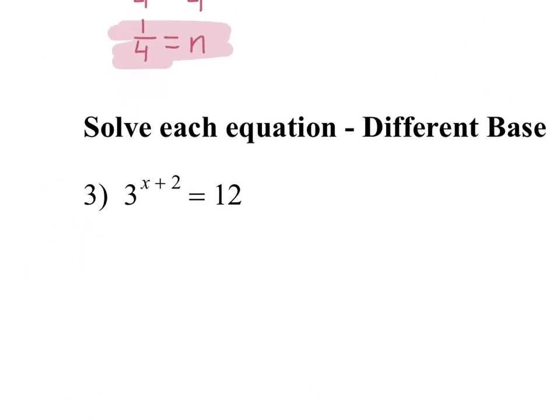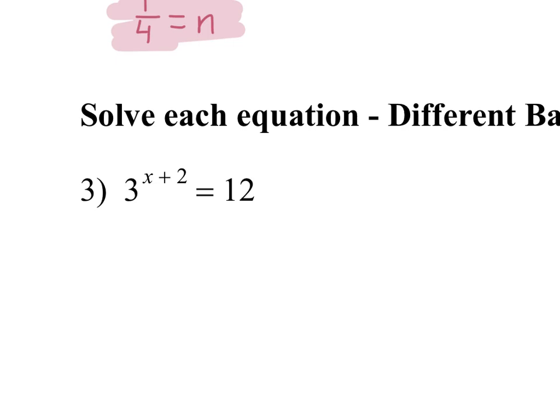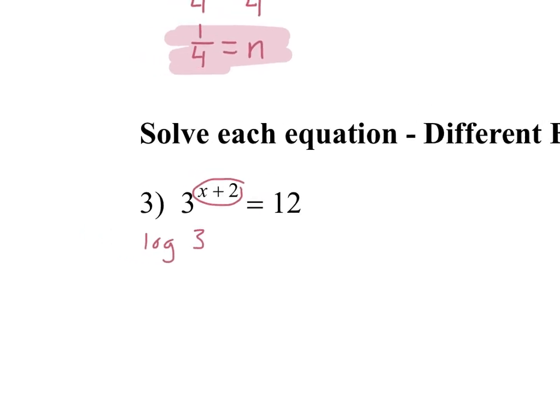Now to number 3, we have different bases. There's no way we can get this 12 to have a base of 3. So what we do when we have different bases is we take the log of both sides. So we have the log of 3, and I'm going to move this exponent to the front. So x plus 2 times the log of 3 is equal to the log of 12.